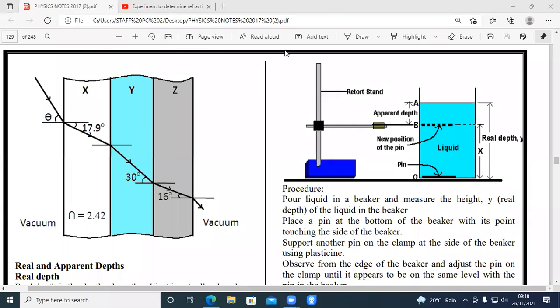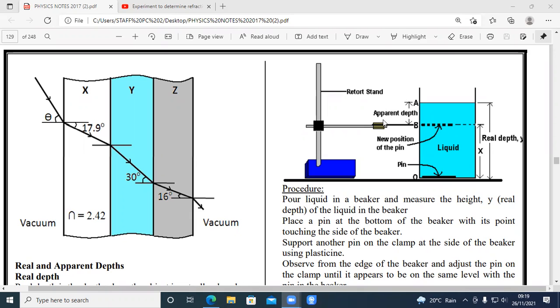X is what? Members, can you talk? X is what? Apparent displacement. Then Y is what? Y is our real depth. Because we said the refractive index is real depth over apparent depth.